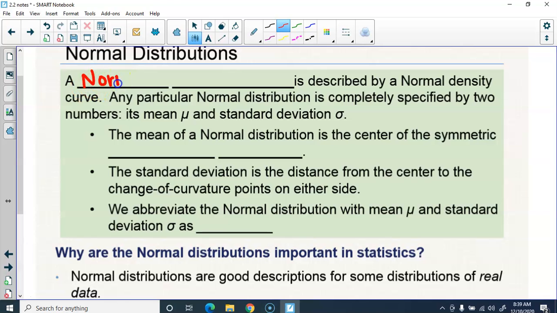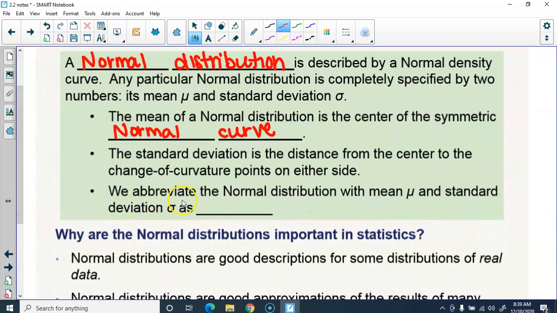A normal distribution is described by a normal density curve. Any particular normal distribution is completely specified by the mean and standard deviation, as we showed on the two graphs on the previous page. The mean is the center. The standard deviation is the distance from the center to the change of curvature points. So this seems to be the summary of what I was just saying.